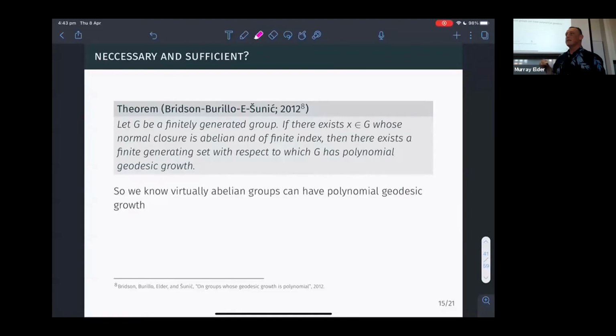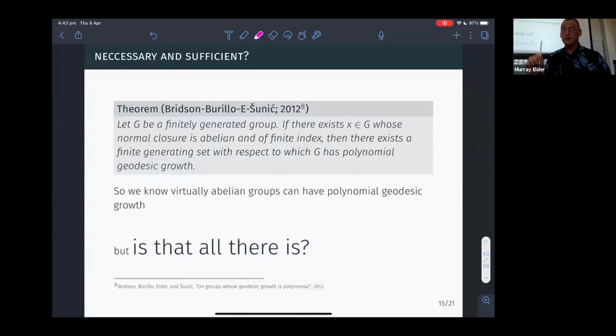So this theorem is basically taking my little baby example and turning it into a fancy theorem. If you can somehow rig that up, you're already going to be a virtually abelian group. So this isn't really producing anything else. Then you can get geodesic growth which is polynomial. And there may be other ways to do it, but I don't know how to do it any other way. Well, I do now, because there's a theorem coming up. But at this point, I didn't know how to do it any other way. So that's one way to get polynomial geodesic growth.